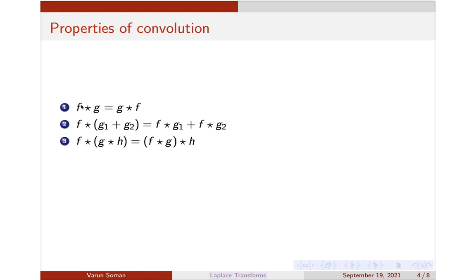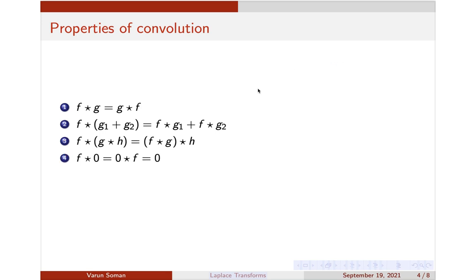Another property here is the associative property, that is, f star (g star h) is the same as (f star g) star h. Addition and multiplication have associative properties. On the other hand, subtraction and division do not have it, but convolution will have it. It's not required for you, but I'm just telling you. And another important property, you can always guess it, that is, f star 0 is always 0.